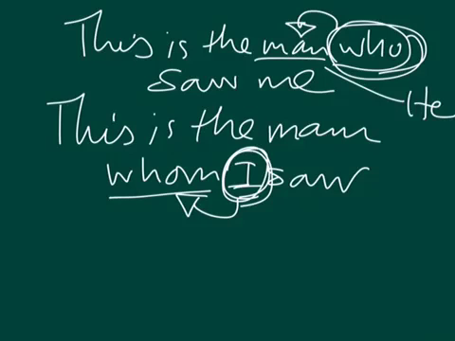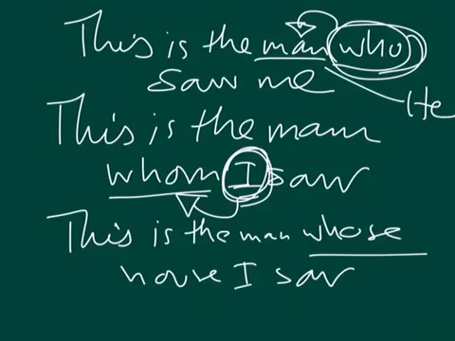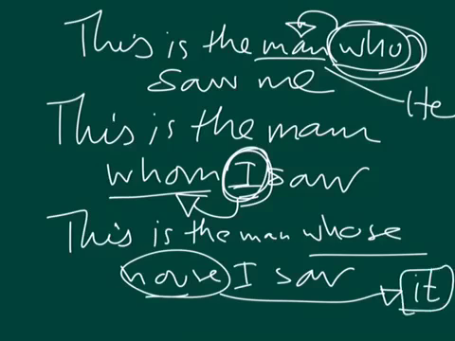And then we have, for example, this is the man whose house I saw. Whose house is because it's referring back to the house. House can be changed into pronoun it, and it's a dead thing, therefore it's whose house.